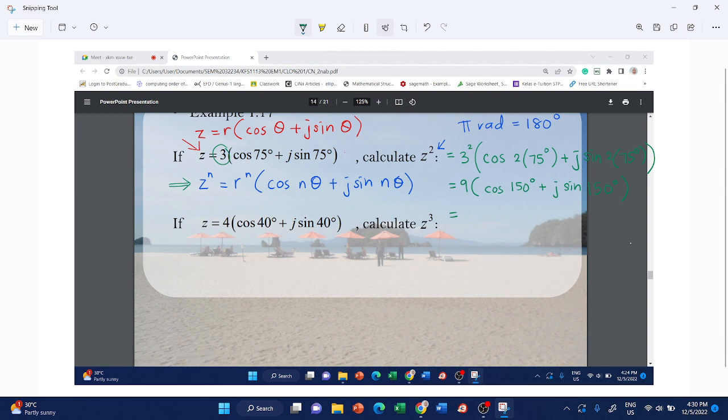Once you evaluate cos 150 times your 9, you convert into a decimal number, say -7. Do you get this number? Yes. Okay, then we evaluate sin 150 as well. You will get a half, and then we times 9, so we have 4.5.